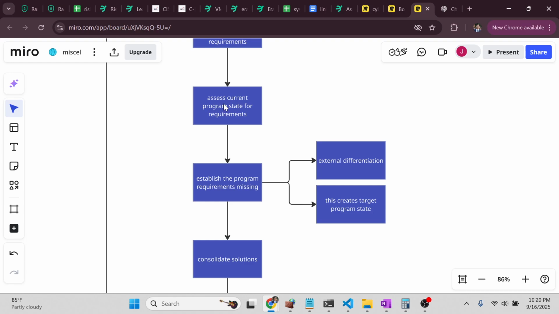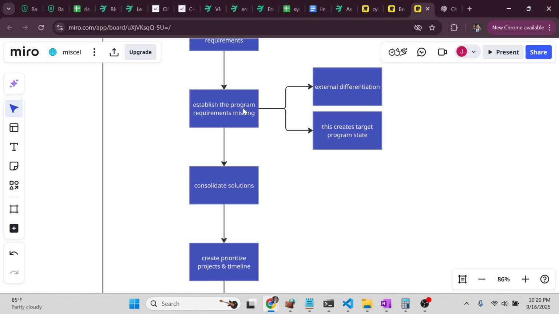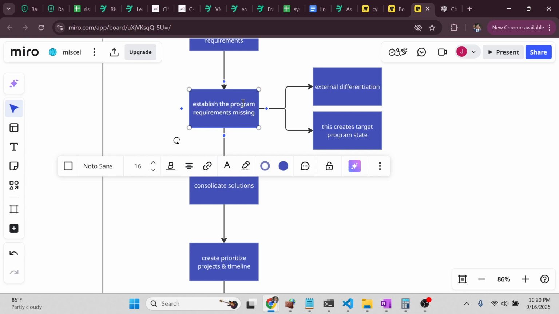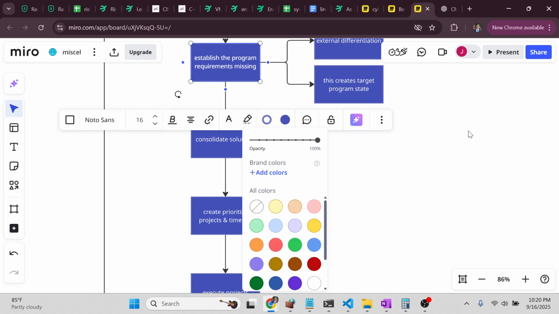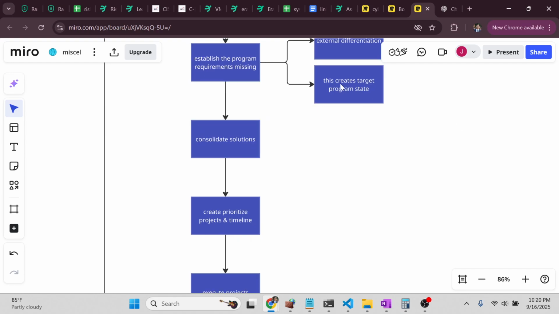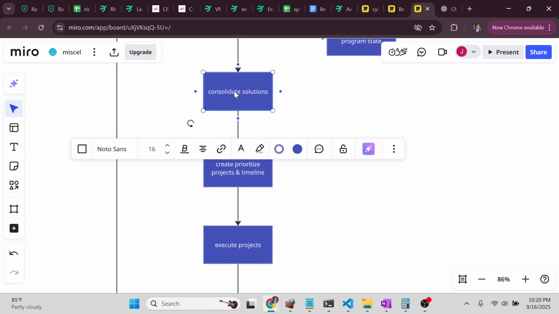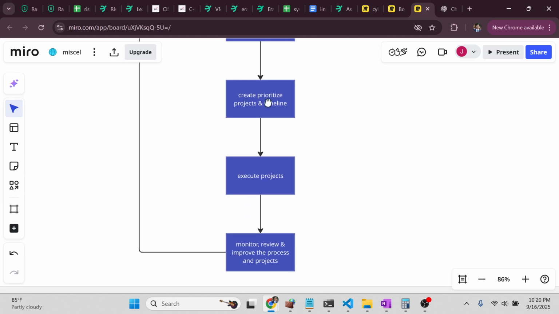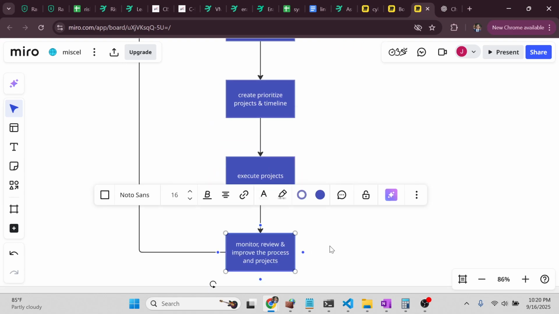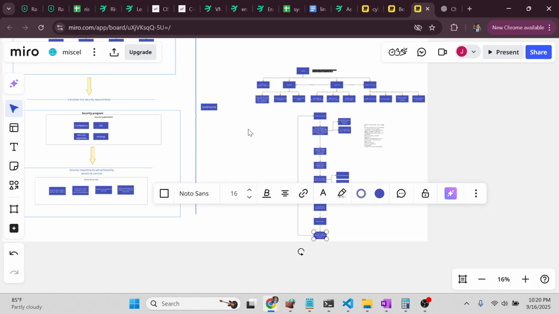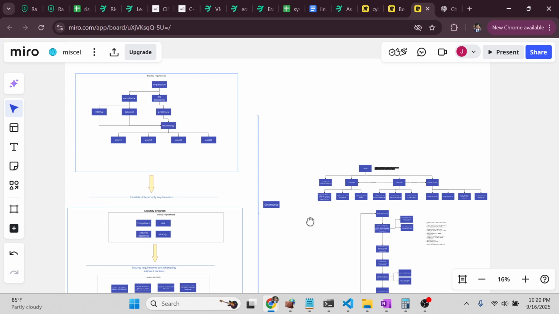So you assess the current actions and controls and see if the gaps can be satisfied with actions and controls. Sometimes there could be some problems in the actions and controls, they could be missing, and the missing ones create the target state for the actions and controls. Then you create solutions, and then you prioritize the projects, you execute the projects, you monitor and review. So yes, this was the whole process about the strategy and roadmap.